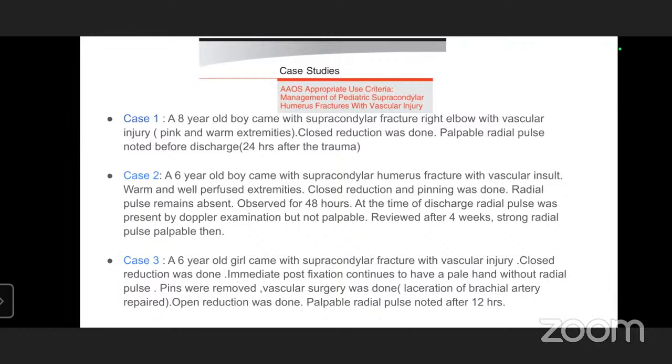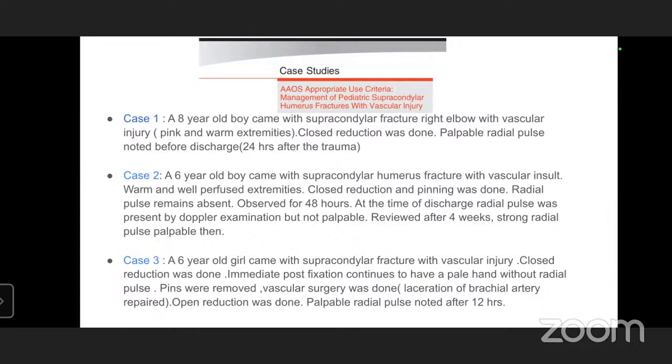In case two, a 6-year-old boy came with a supracondylar humerus fracture with vascular insult. Closed reduction and pinning was done. The radial pulse remained absent after the surgery. The patient was observed for 48 hours, and at the time of discharge, the radial pulse was present by Doppler examination, but was not palpable.